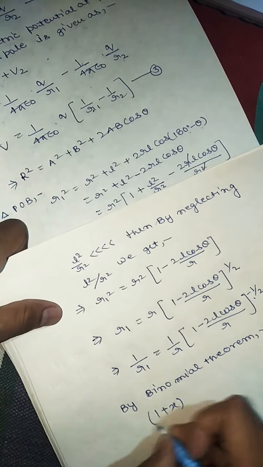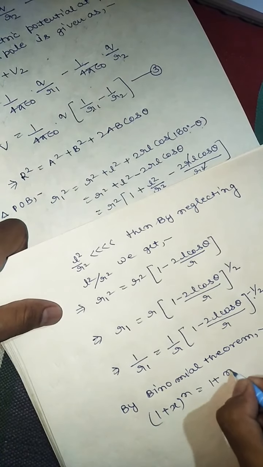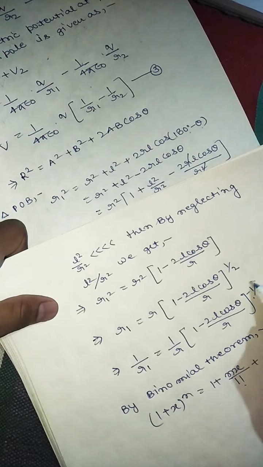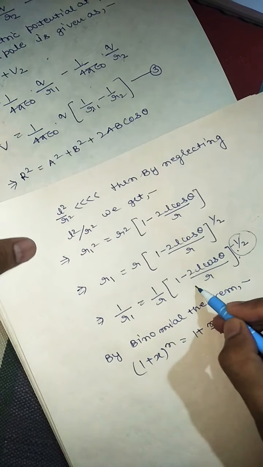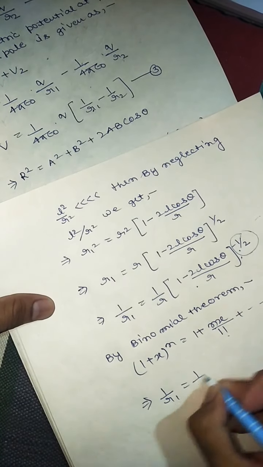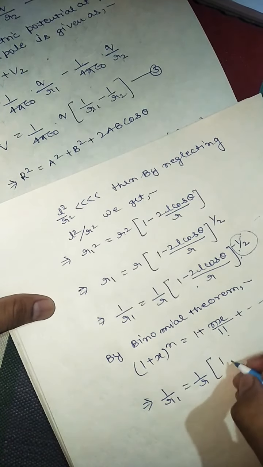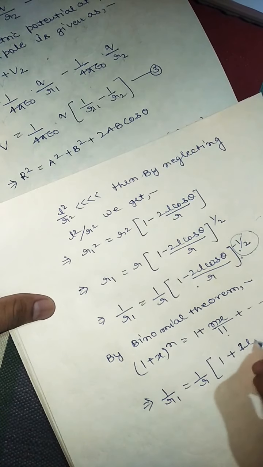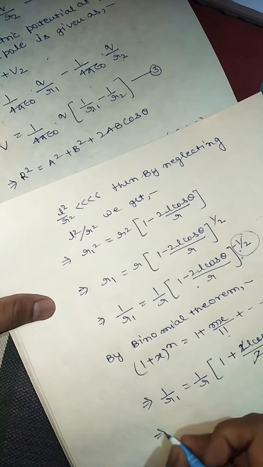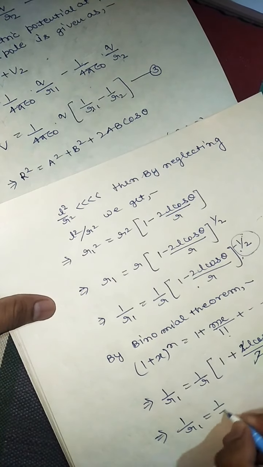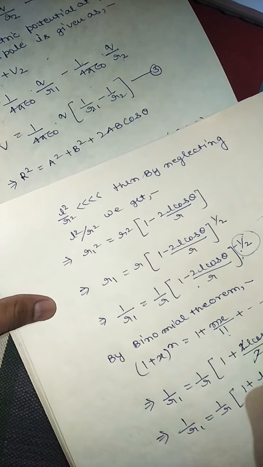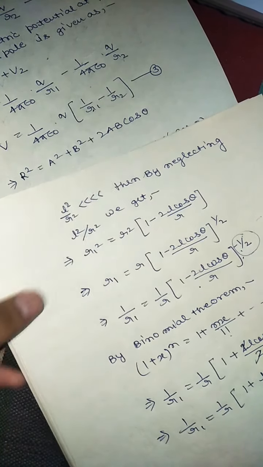1 upon x to the power n can be written like 1 plus nx upon 1 factorial plus and so on. So here what is in power, we are to multiply with the first term. So what is that? 1 upon R1 is equal to 1 upon R 1 minus minus plus 2L cos theta by 2R. This becomes 1 upon R1 is equal to 1 upon R 1 plus L cos theta by R. This one is equation number 4.